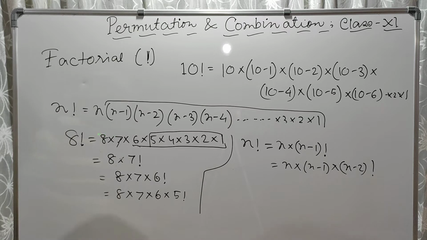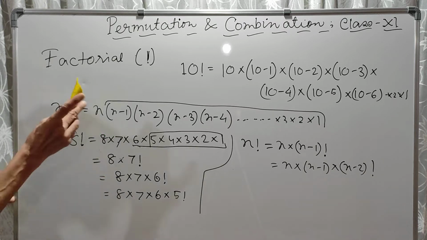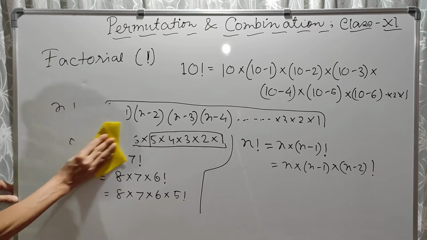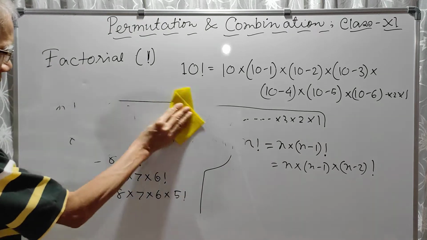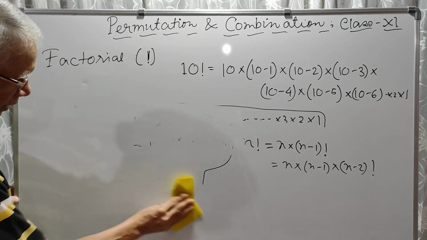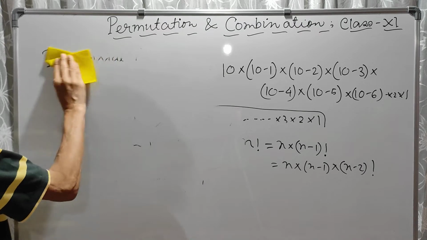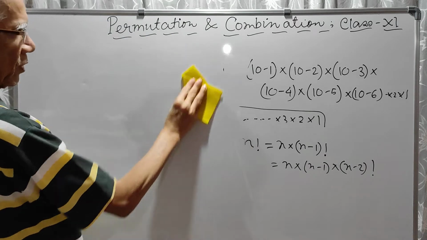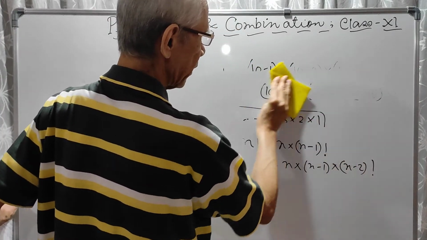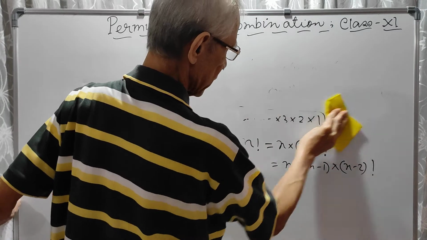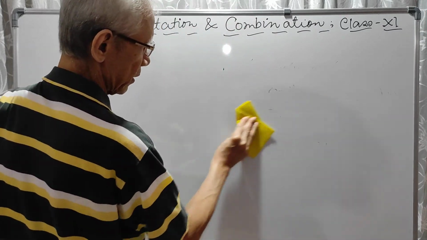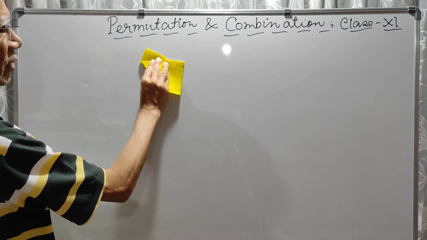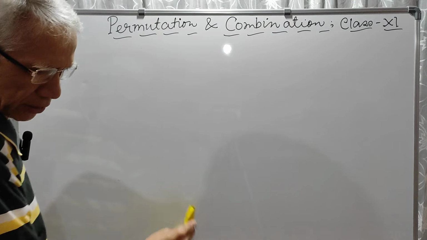Now we go to actual permutation. So this is all about factorial. As I told you, this will be necessary while working out the numerical sums. Okay, now let us see permutation. Permutation is just arranging a few things in proper order, where the order is important. The main difference between permutation and combination is the difference in the order.